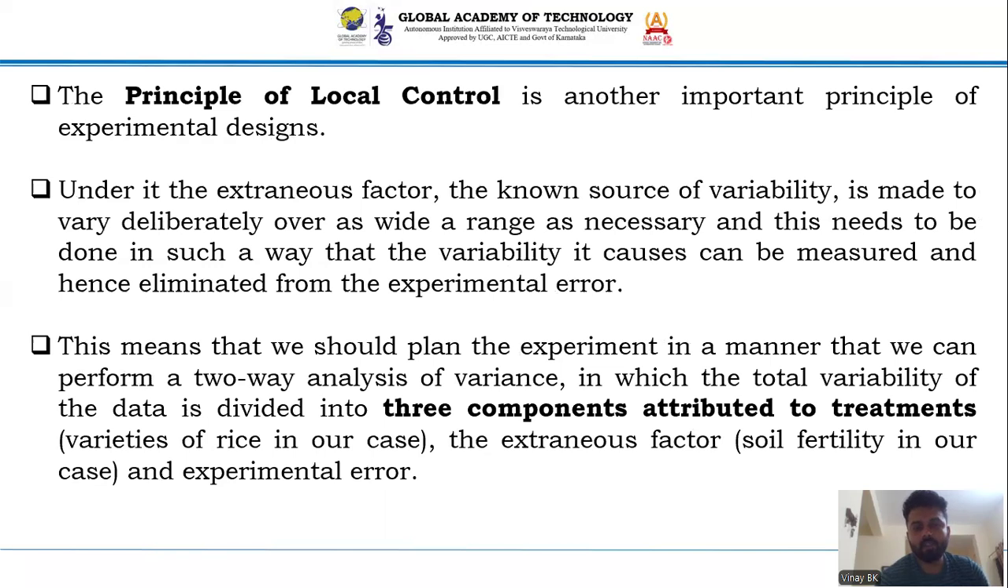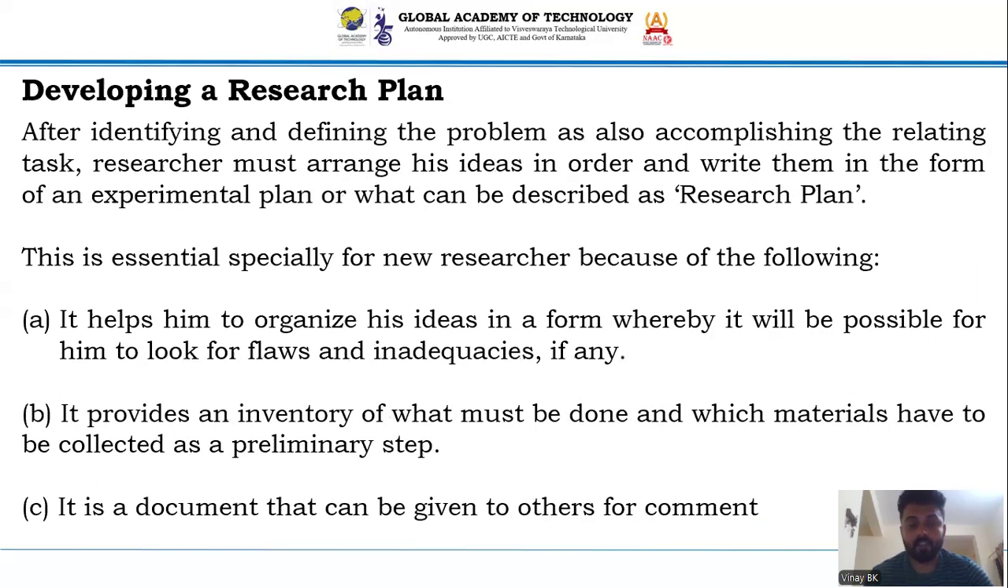Local control, it is an important principle again. Under it, extraneous factor, the known source of variability is made to vary deliberately over a wide range as necessary, and it needs to be done. You can see here developing research plan.